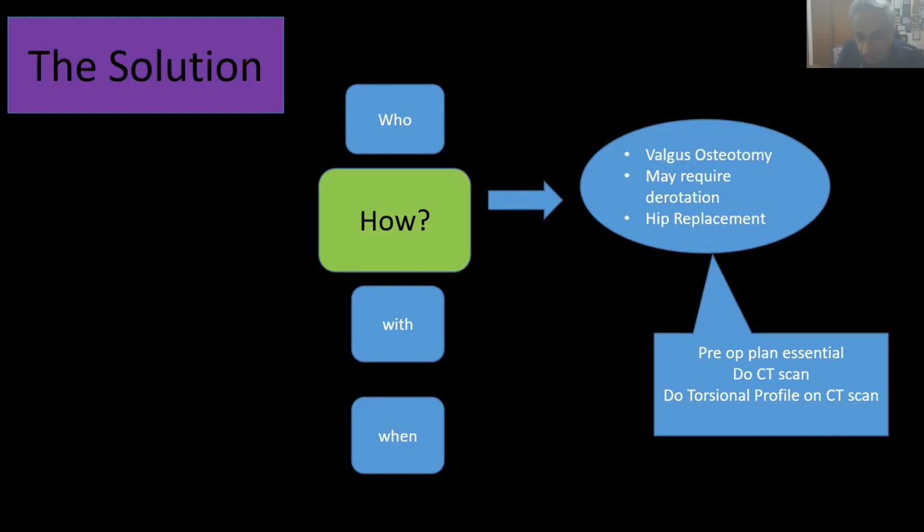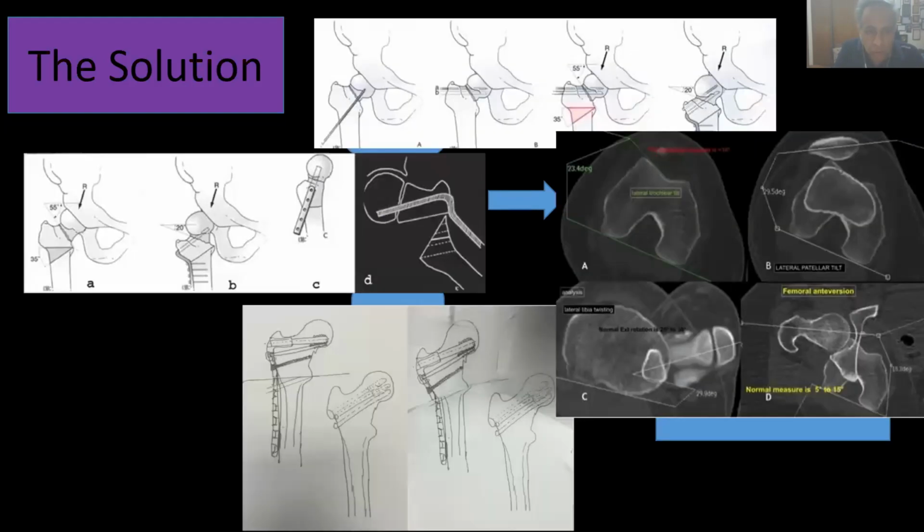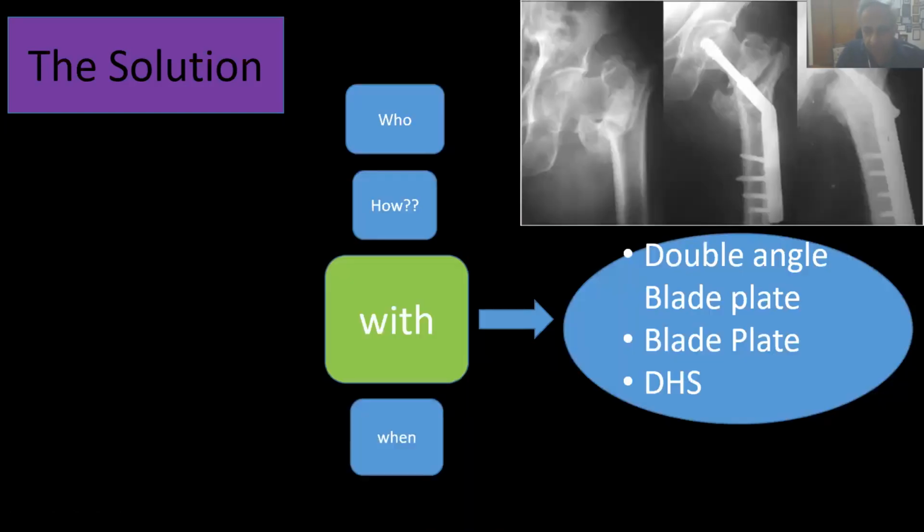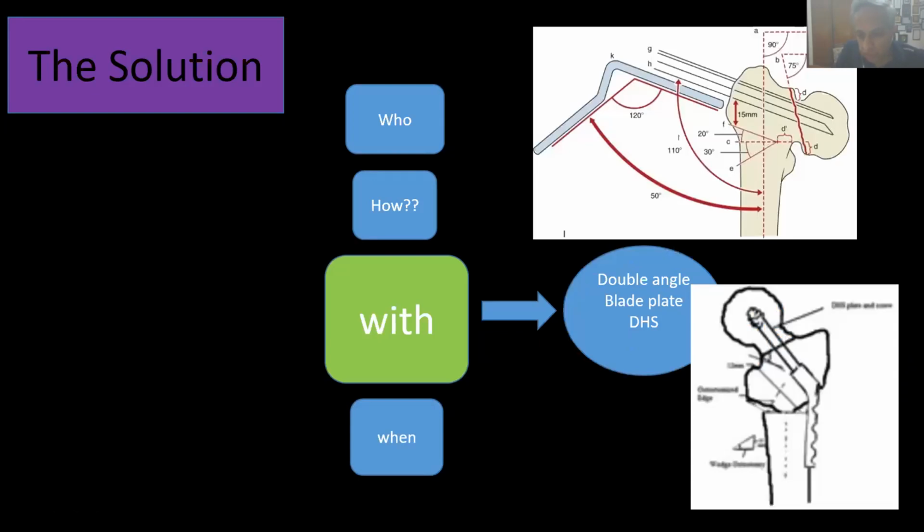Remember, we'll check the rotation, so you might have to dial an element of rotation into it. You had a much better person talk about it, so I'm not going to go into it. Just to say, you need a torsional profile, which you can check, or you can do a ballpark figure of rotation. So how do you do it? You can do it with a simple DHS, a 130-degree DHS can do the job for you. You can also do it with a blade plate, or with a double angle. So there are lots of options for doing this.